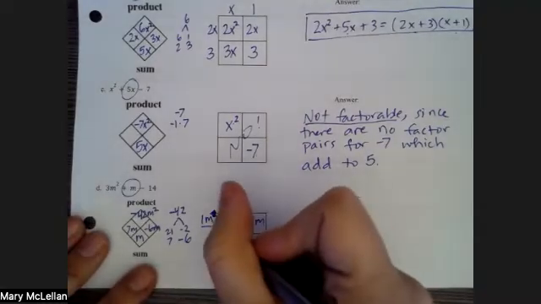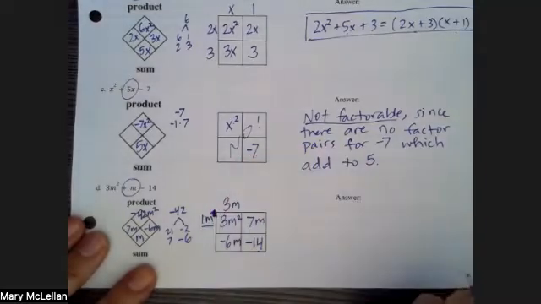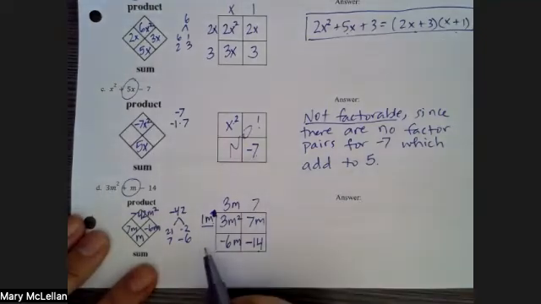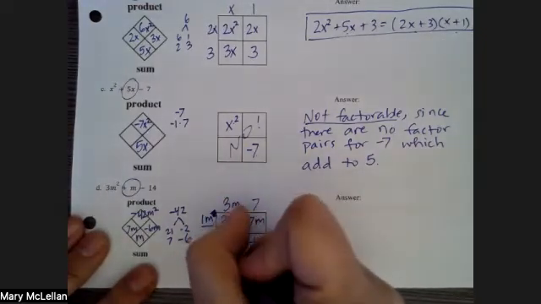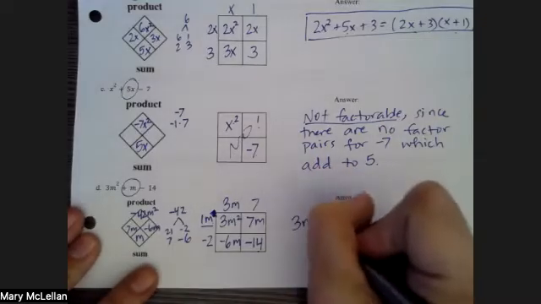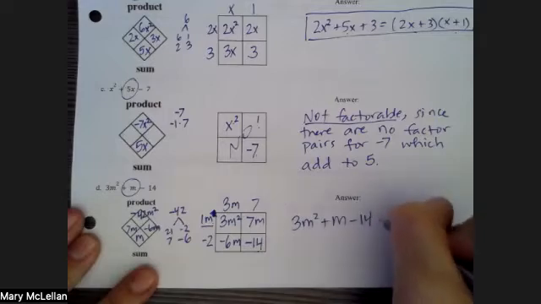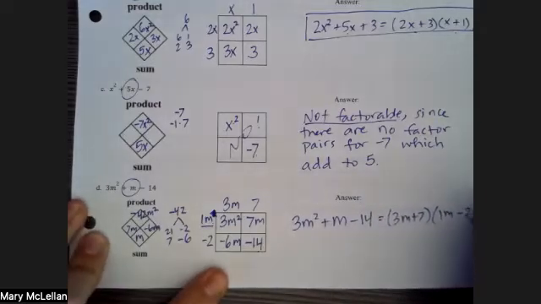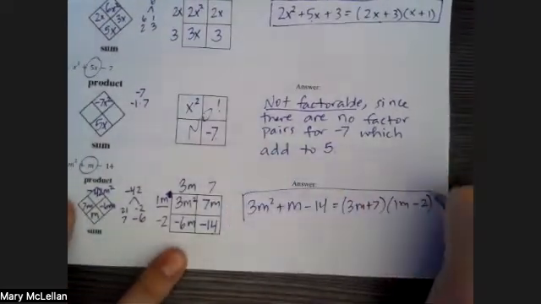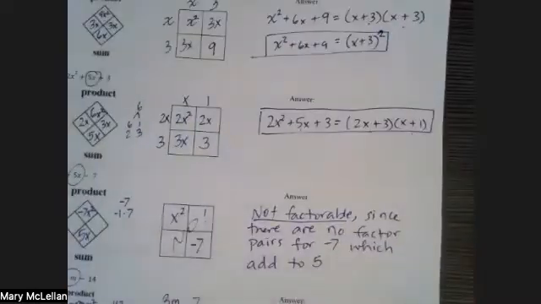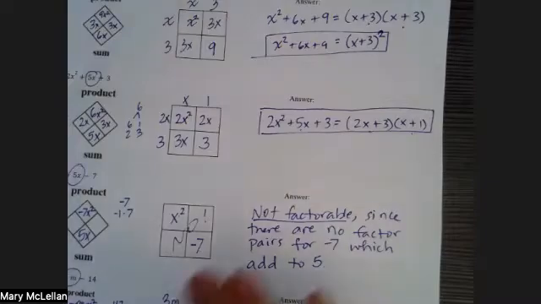Okay, up here, 1m times 3m is 3m squared. Over here, 1m times 7 is 7m. Down here, 3m times negative 2 is negative 6m. Final answer, 3m squared plus m minus 14 equals 3m plus 7 times 1m minus 2. Yay! Next page. Now the next page, wonderful students, is where we get into new stuff.